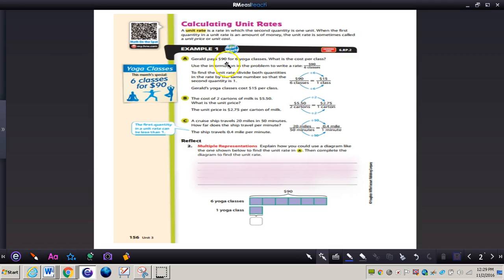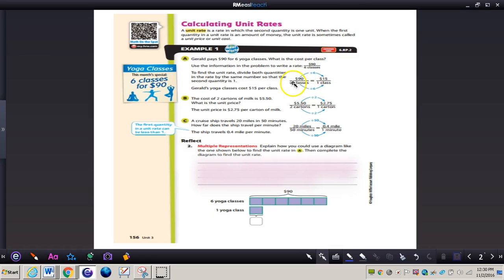Now, 90 to 6 would be the ratio, $90 for 6 classes, but that's not a unit rate. Remember, a unit rate has to have a second quantity of 1 unit. All right, so we see 90 and 6, and what you can do, it says find the unit rate, divide both quantities in the rate by the same number so that the second quantity is 1. So you can take 6 classes, and we're going to divide 90 by 6, and 6 by 6.